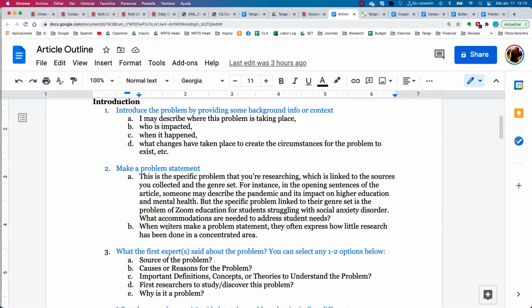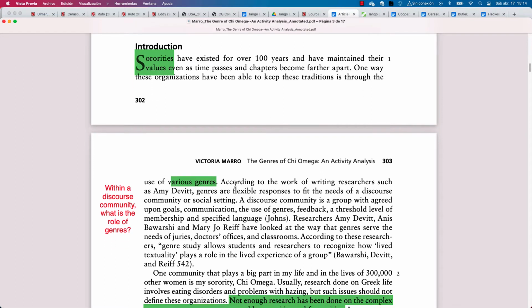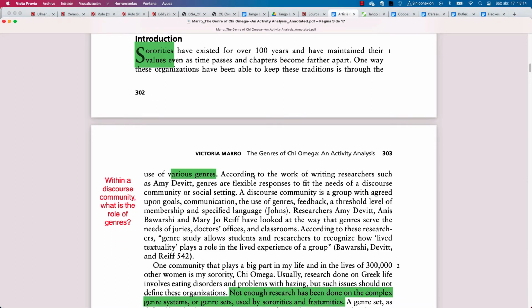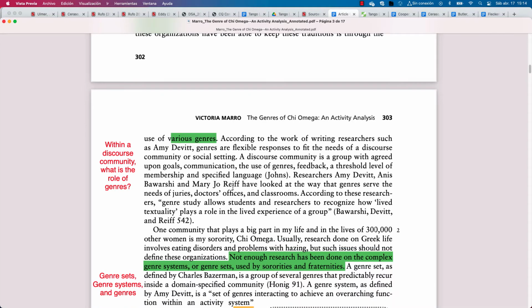Oftentimes, when writers make a problem statement, they express how little research has been done in a particular concentrated area. So let's take an example from the actual Mara article. In her article, she began with a statement about sororities existing for over 100 years. So she's providing us some background information. And then she segues into a discussion about genres and writing researchers and discourse communities. She segues right away into that.